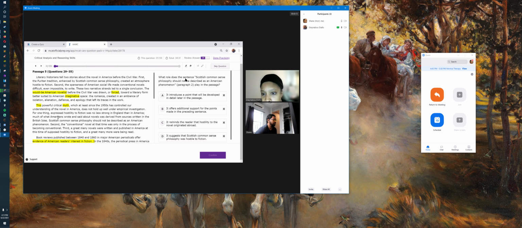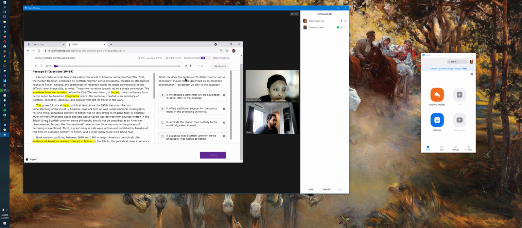I was thinking C. Oh, okay. So it reminds the reader that hostility to the novel originated abroad. And it suggests... Okay, so D is out, A is out, and I'm looking at B and C. B offers additional support for the points made in the preceding sentence. The preceding sentence says that American hostility to fiction also happens in England, and much of what Americans wrote about hostility to fiction is derived from stuff that happened in England. And therefore, we should not describe Scottish common sense philosophy as an American phenomenon, because it's not.